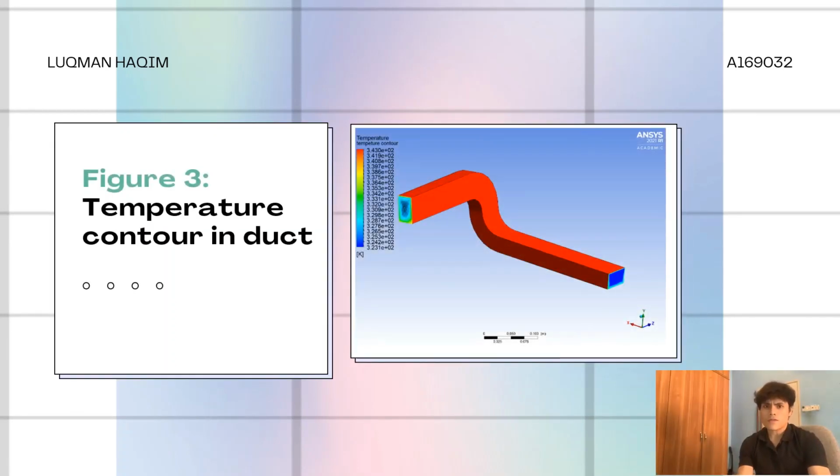So now moving on to figure 3. By looking at figure 3, we are able to observe the temperature contour inside the duct. The temperature contour for the inlet part of the duct is lower than the outlet section of the duct. However, the temperature contour for the middle part of the duct is apparently higher compared to the inlet and also the outlet part of the duct. This is due to the friction between the air resistance inside the duct and also the duct walls, causing pressure and energy losses in the form of heat.